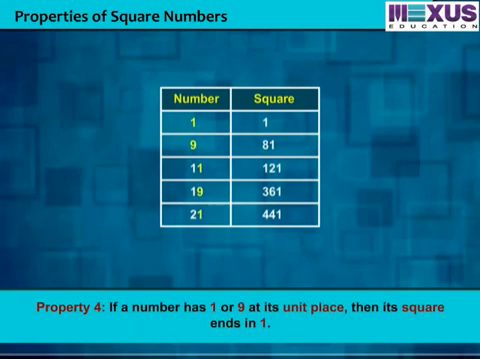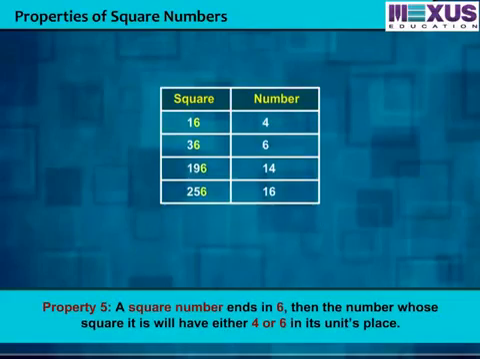If a number has 1 or 9 at its unit place, then its square ends in 1. For example, look at this table. Here we can see that the numbers ending with the digit 1 at its unit place have their square numbers ending in digit 1. If a square number ends in 6, then the number whose square it is will have either 4 or 6 in its unit place. From the table you can see there are examples that a square number ending in 6 has either 4 or 6 in its unit place.